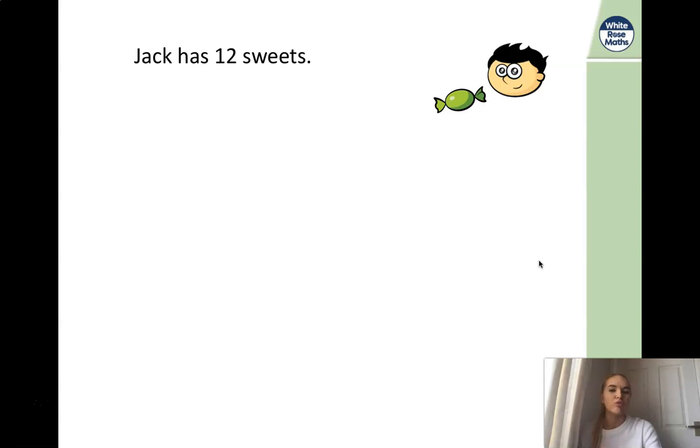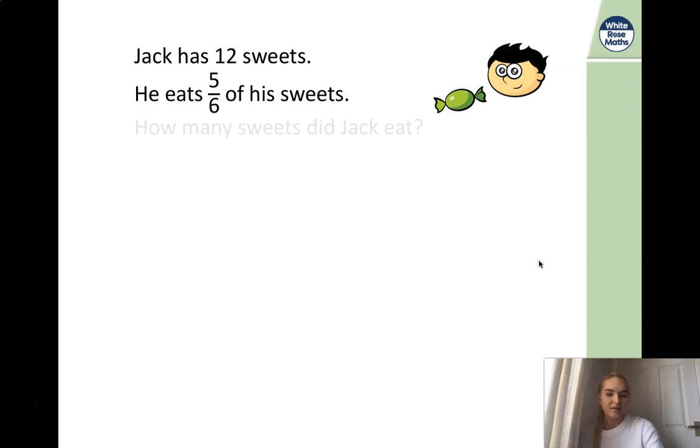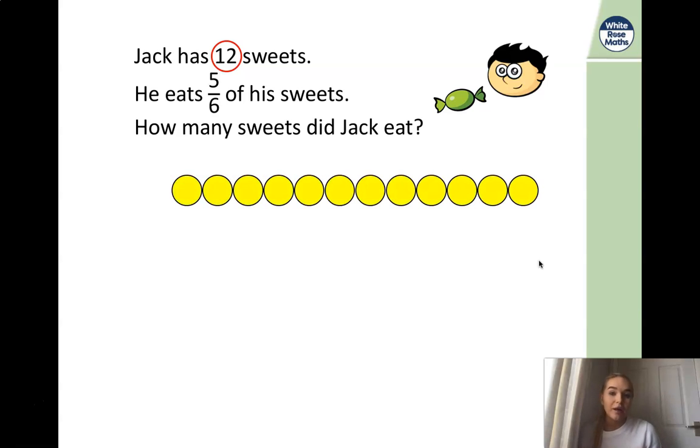Let's stick to our normal method. Now, this time Jack has 12 sweets. He eats 5/6 of his sweets. How many sweets did Jack eat? So he has 12 sweets. That is our whole number. That's our starting number. We can identify that showing our counters again. That's probably the easiest way to do it, showing it via counters.